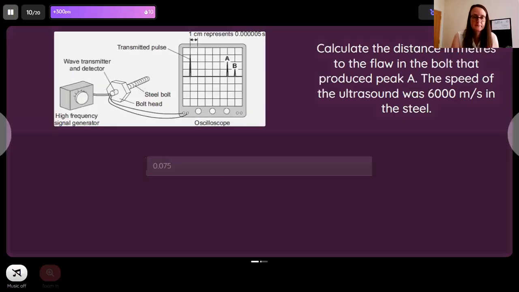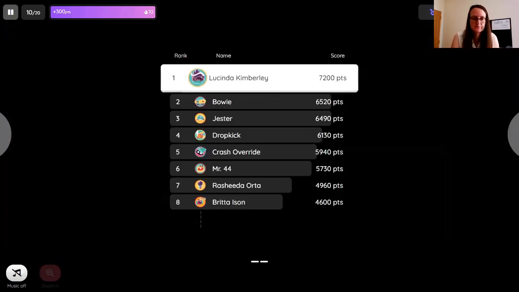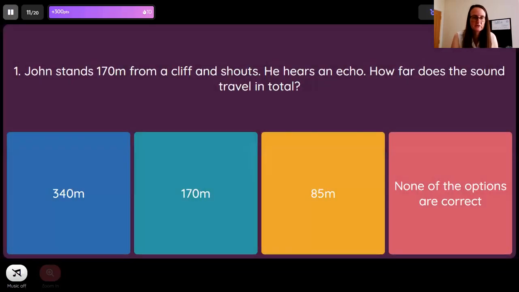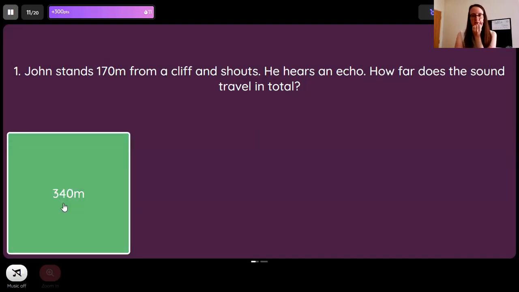Okay, next question. John stands 170 meters from a cliff and he shouts. He hears an echo. How far does the sound travel in total? So we've got 170 meters and he's shouting. The sound is going to the cliff and back. So it's double 170, which is 340.